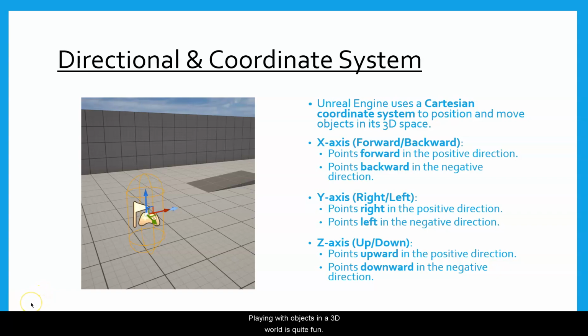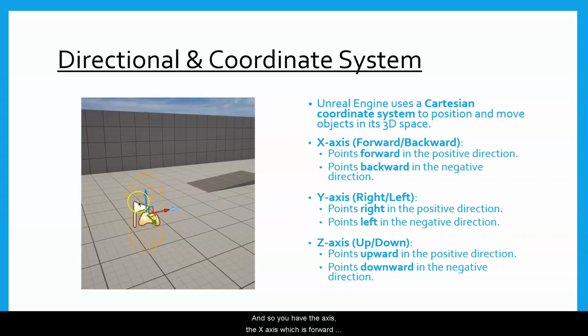Playing with objects in a 3D world is quite fun. So, talking about the directional and coordinate systems, Unreal uses the Cartesian coordinate system to position and move all of the objects. And so you're going to see, if you click on an object, that it has arrows that come out of it depending upon what thing you have selected.